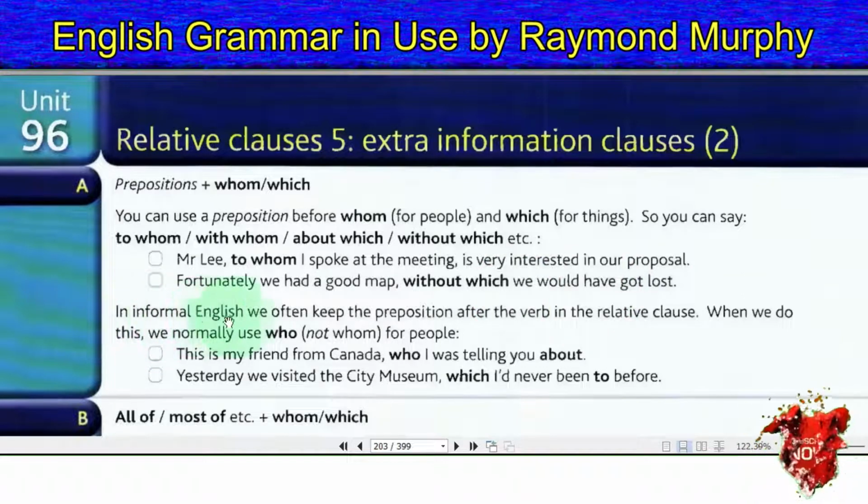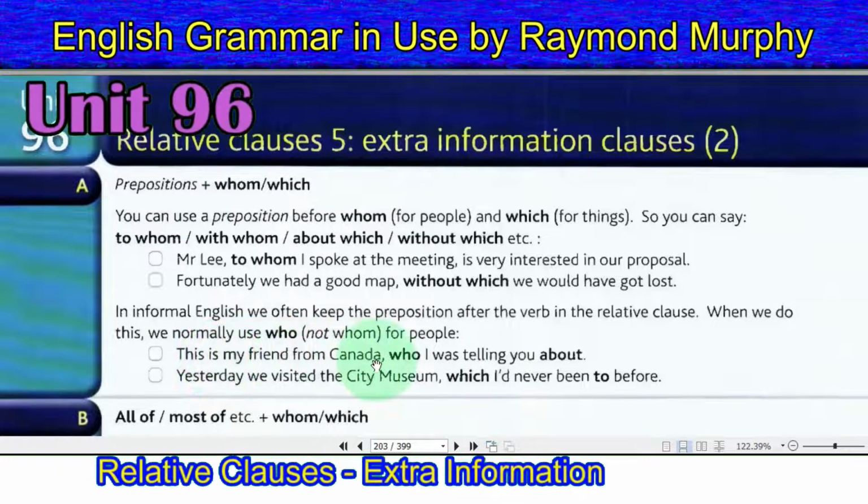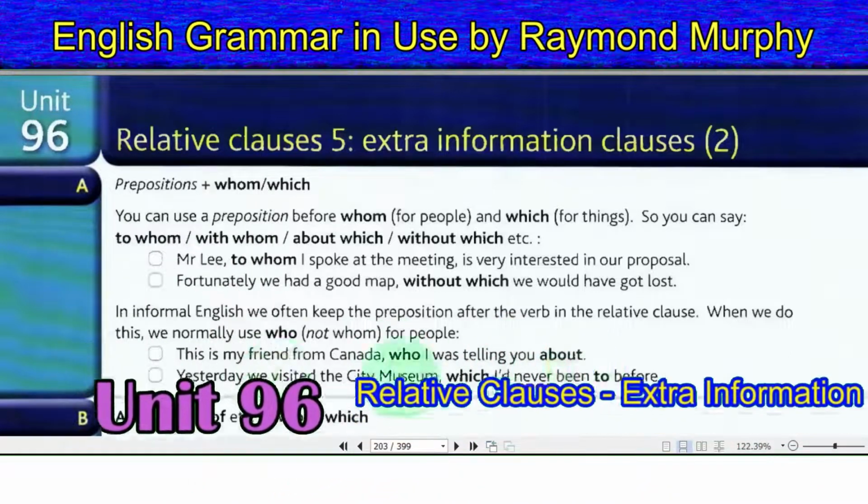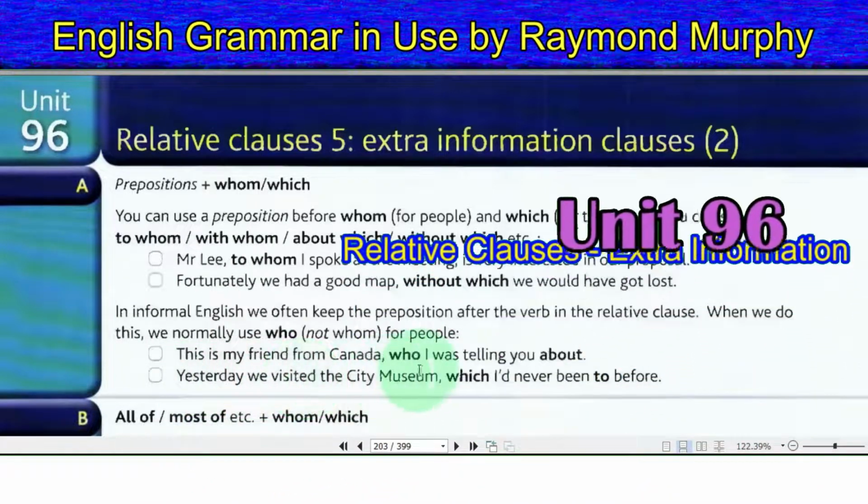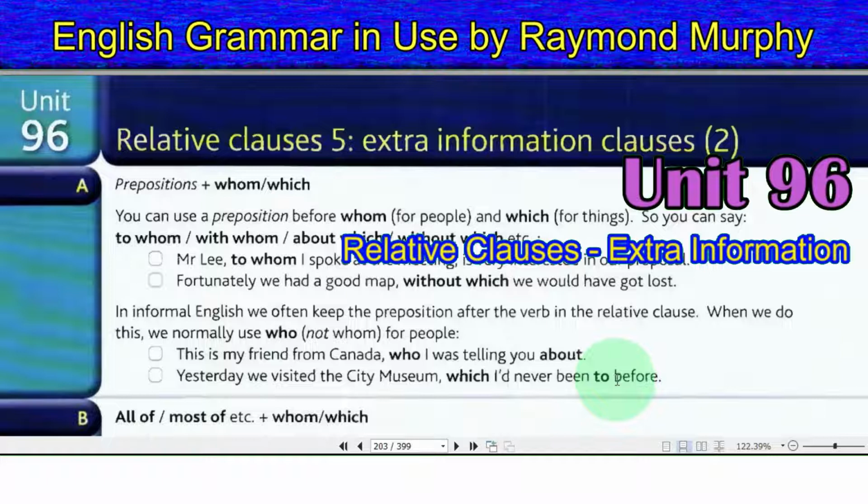In informal English, we often keep the preposition after the verb in the relative clause. When we do this, we normally use who, not whom, for people. This is my friend from Canada, who I was telling you about. Yesterday we visited the City Museum, which I'd never been to before.